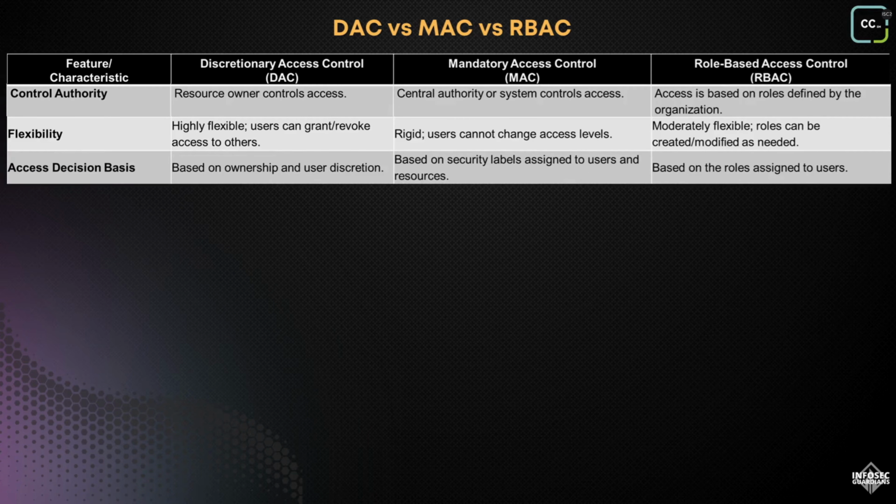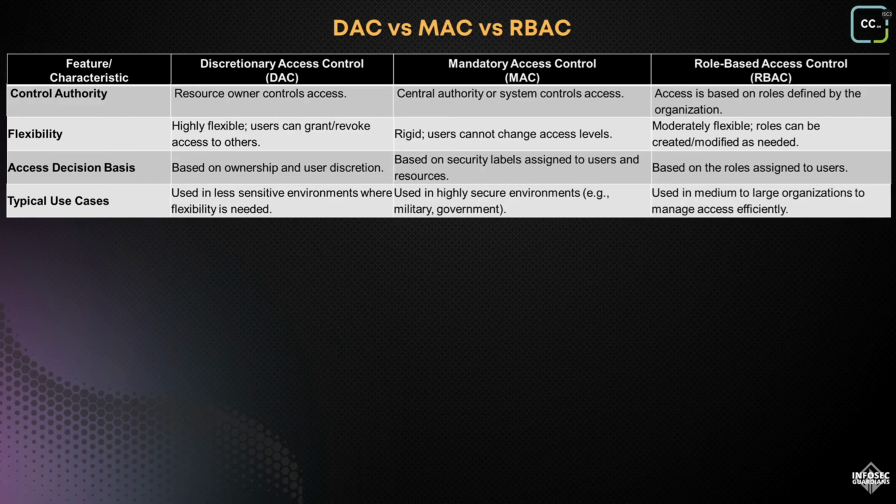Now, how are access decisions made? In DAC, access is determined by ownership and the user's discretion. MAC relies on security labels assigned to both users and resources. RBAC makes decisions based on the roles assigned to users.